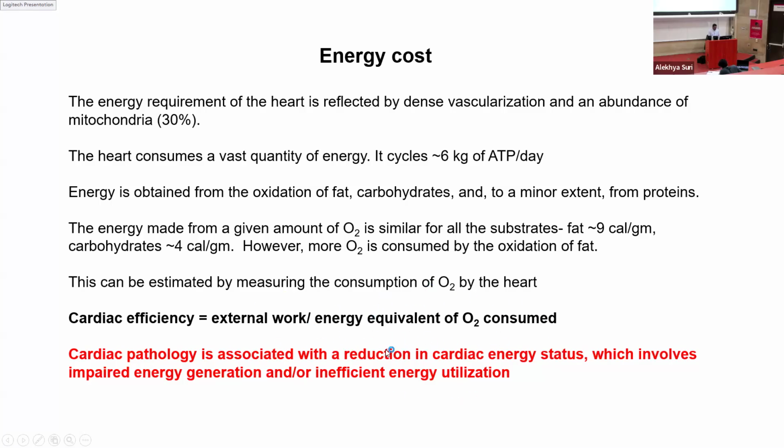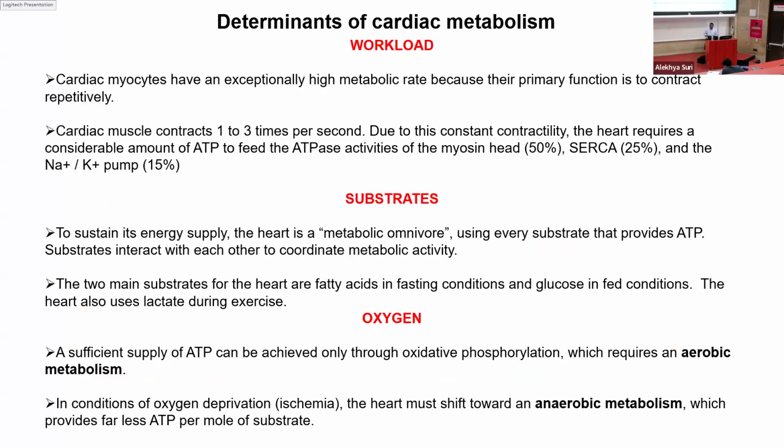So why is this important? In many heart failures, you will see a decrease in cardiac efficiency, because most of the energy will be used by the failing myocardium for its function. However, the energy synthesis will be less, so there will be an imbalance between energy production and usage that will reduce the cardiac efficiency. So what determines the cardiac metabolism? There are three main factors which determine the cardiac metabolism. The first one is workload, the second is substrate, and the third is oxygen.